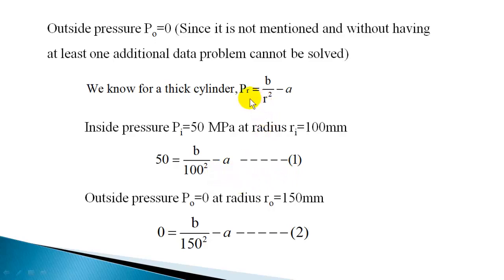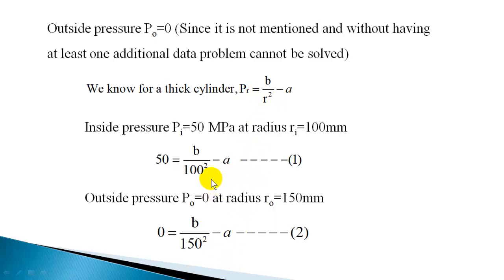And also we know the radial pressure when r is equal to R0, pressure is 0, that is external pressure we assumed it is 0. So r is equal to R0, pressure is 0. So you can substitute R0. R0 in this case is 150 and pressure is 0. So 0 is equal to B by 150 square minus A. So these are the two expressions which you are getting. Both the pressure equations we have used.